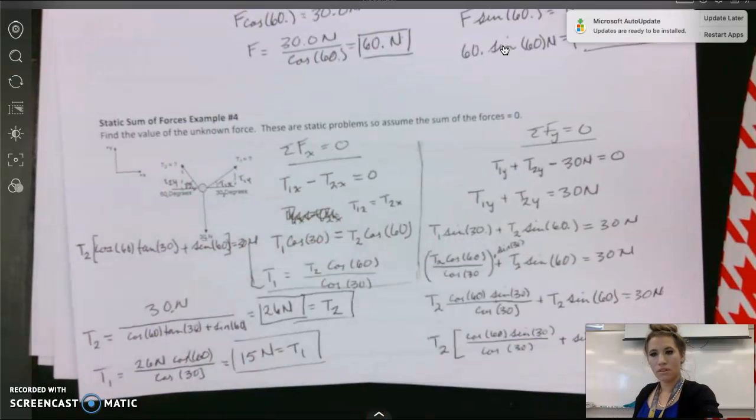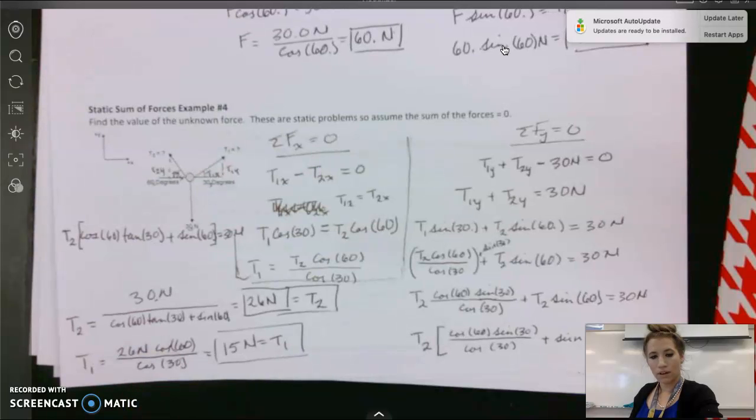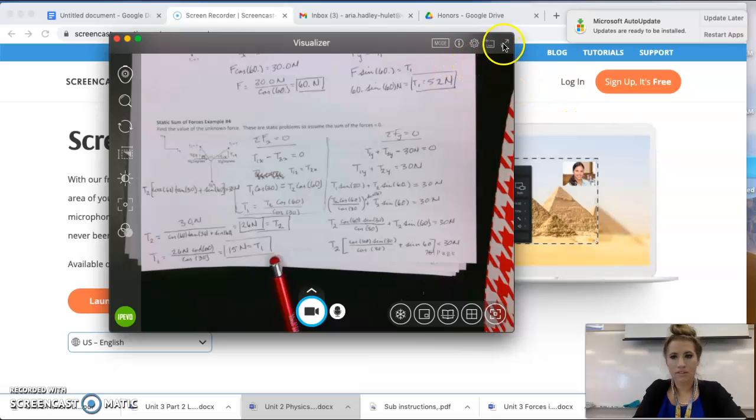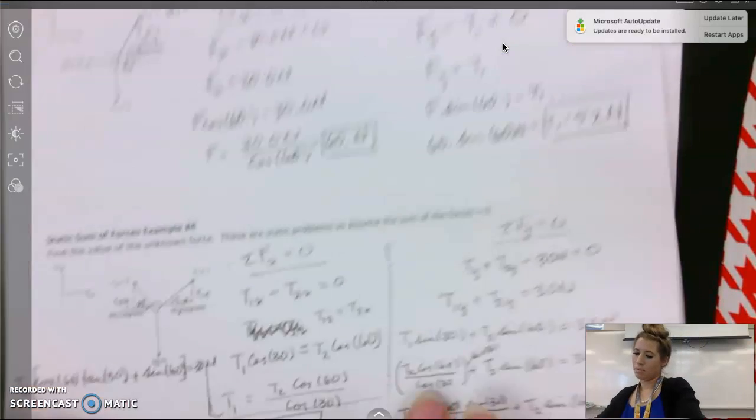Okay, so we solved for our unknowns. We found T1 and T2 by looking at the sum of our forces, getting 2 sets of equations, solving for one unknown, plugging that in to the second equation to solve for our second unknown. And then once we knew what T2 was, then we could plug that back into this equation to solve for T1. Okay, all right, so that's example number 4.